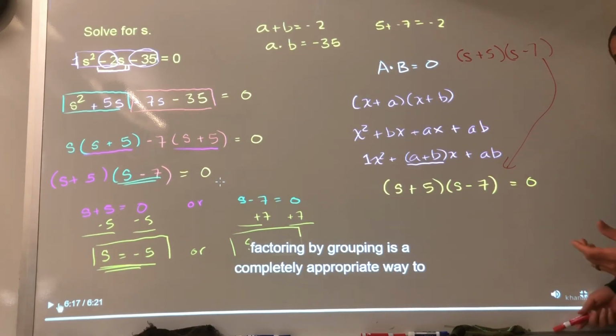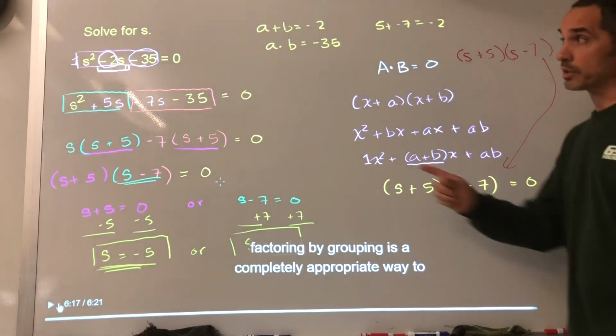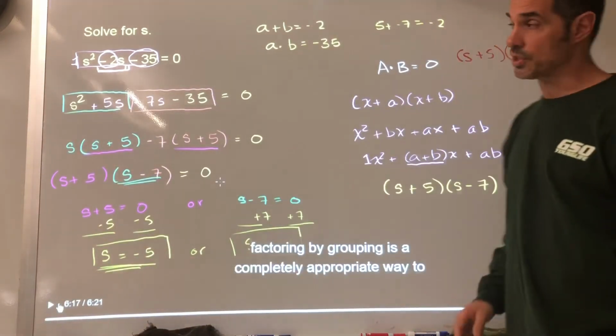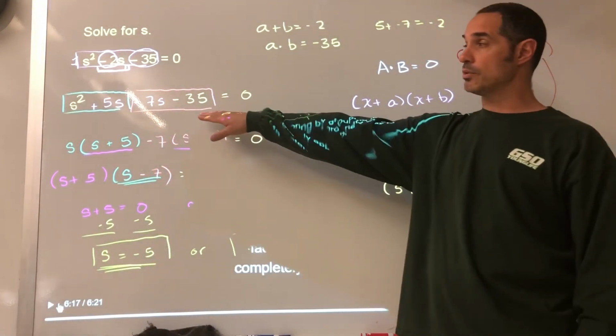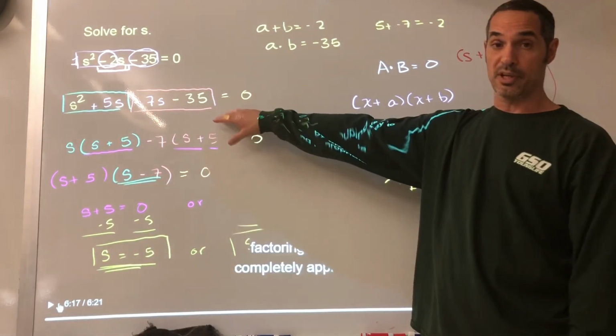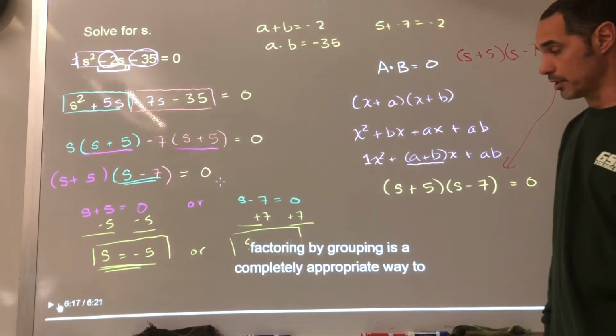So there is a shortcut. If you understand the shortcut, feel free to use it. This only works if the leading coefficient is 1. If the leading coefficient is not 1, then you have to use the box method. Or if you know factor by grouping, there's other methods that other teachers have taught as well.